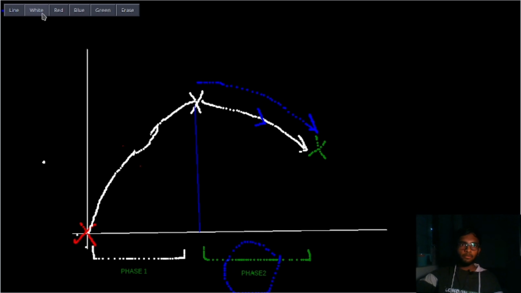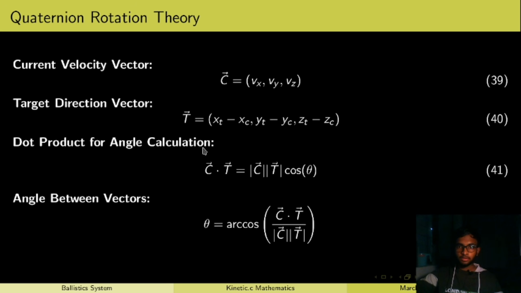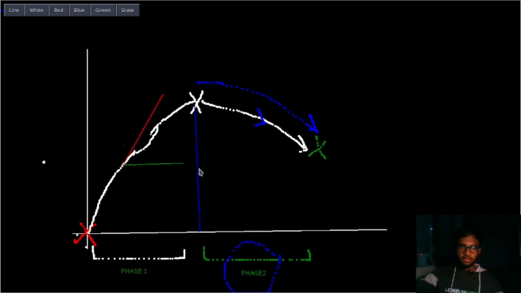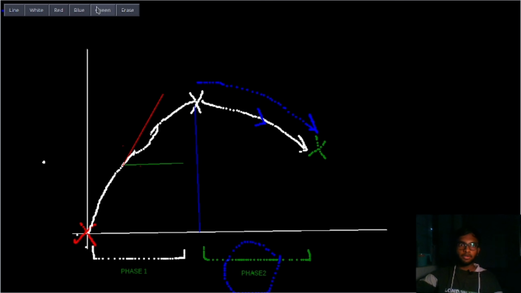Well, we draw one vector, this red line right here. This is our velocity vector, and this green line right here is our vector that points towards the target. Now, with these two vectors in mind, we are able to find their dot product and then use this formula in order to determine the angle right here.